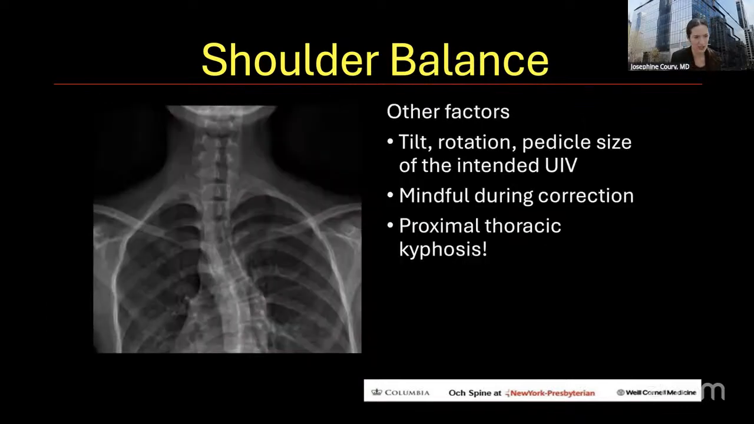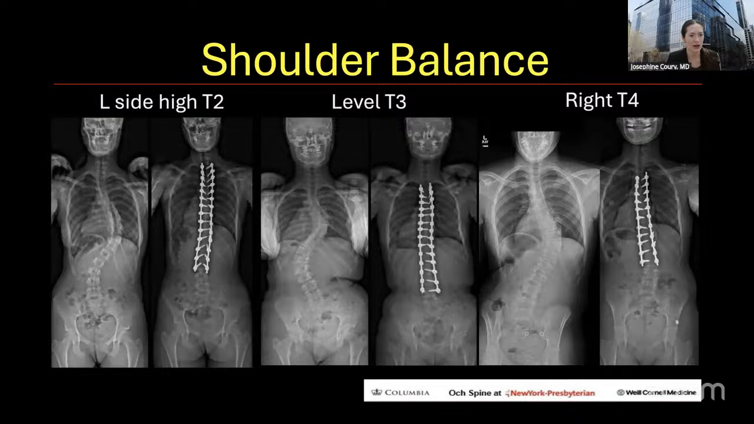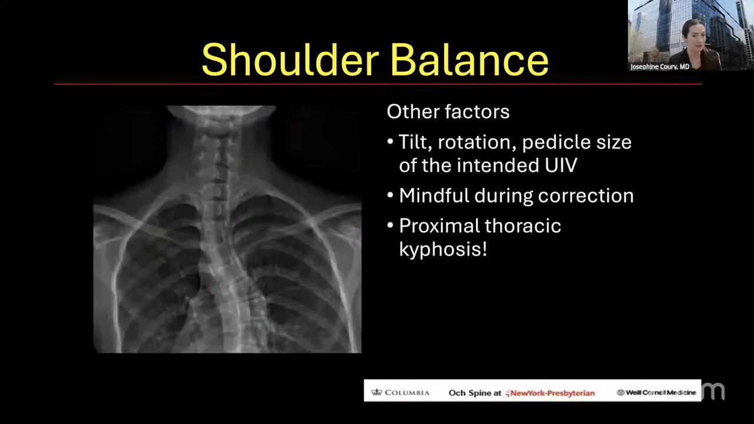So here are just a few examples of patients. On the left, the left side was highest, so T2 was used as the UIV. In the middle, the patient had level shoulders, and post-op, after going to T3 as the UIV, the patient still had level shoulders. And on the far right, the patient had an elevated right shoulder, and T4 was used as their UIV.